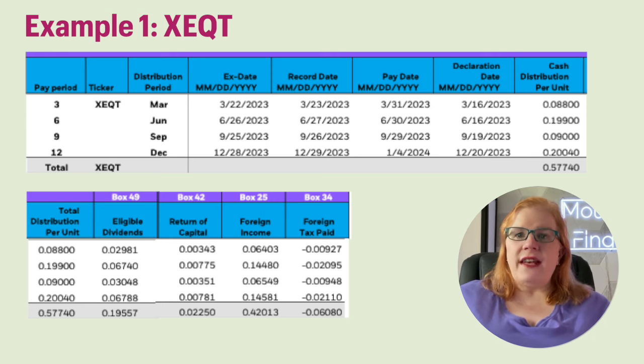You will also notice that it does cover all of their ETFs, so you will have to scroll down to that XEQT section. They do give a breakdown for each dividend that is paid, but you really want to work with the cumulative total at the bottom. That's your most accurate picture for the whole year.